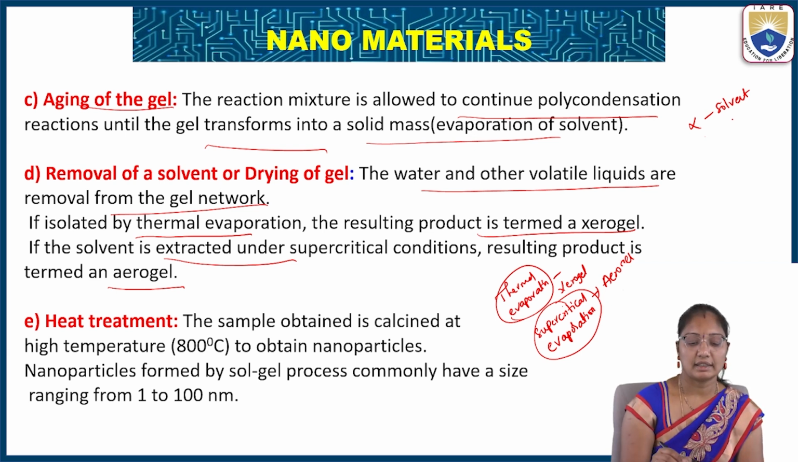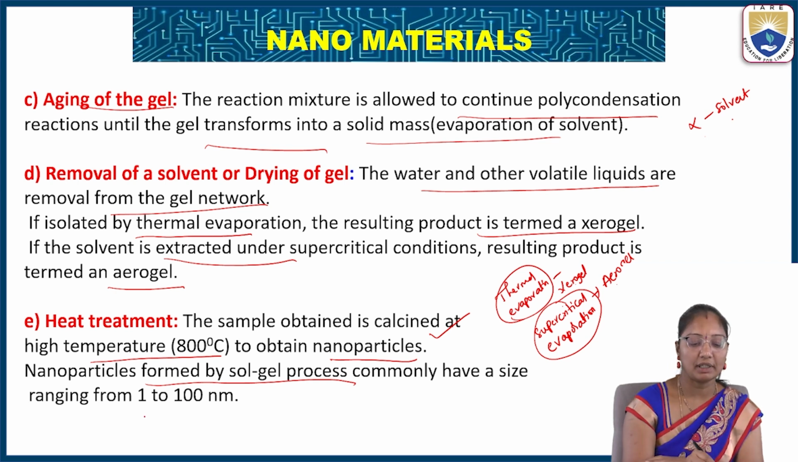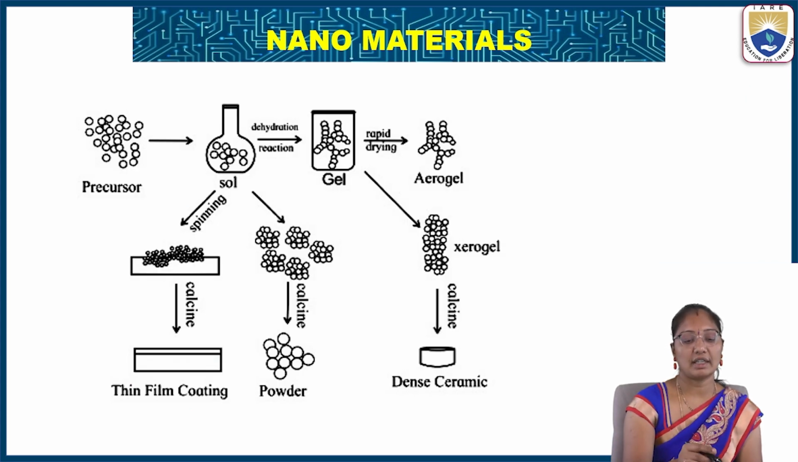Heat treatment. The sample obtained is calcined at high temperature. So the finally obtained sample, whether it is xerogel or aerogel, is calcined, means heated at 800 degrees centigrade to obtain nanoparticles. This is our final product. So the nanoparticles formed from this sol-gel method commonly have a size of 1 to 100 nanometers. So this is the reaction.